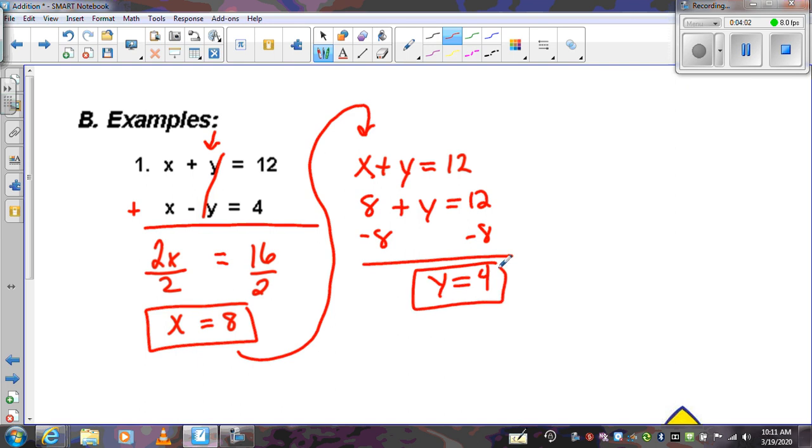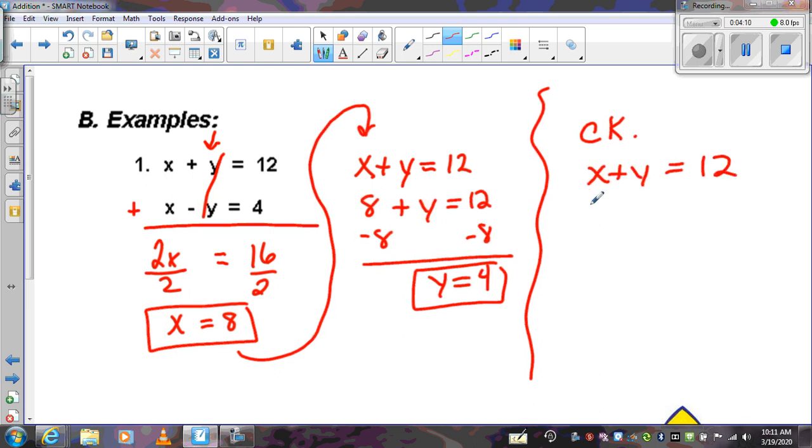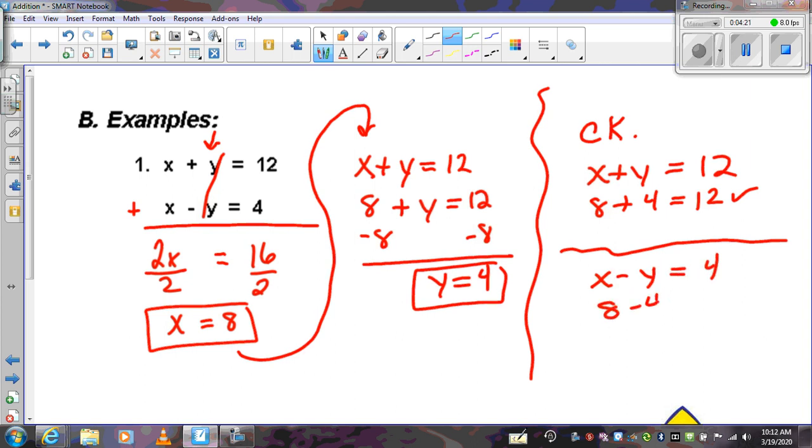There we go. If I wanted to do a quick check, x plus y is 12. So 8 plus 4 is 12. That is true. x minus y is 4. 8 minus 4 is definitely 4. We're good. So this is a very, very basic example to show you. So again, let's talk about this. Step number 1, line everything up. Step number 2, get opposite coefficients. Step 3, add them, get an answer, and then plug it in to get the second answer.